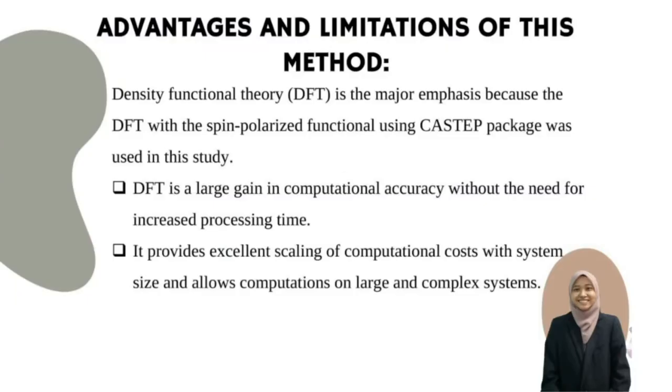which is methodology. In this chapter, density functional theory (DFT) is the major method. The spin polarized functional using the CASTEP package was used in this study. DFT has advantages and limitations. DFT is a large gain in computational accuracy without the need for increased processing time. It provides excellent scaling of computational costs with system size and allows computations on large and complex systems.